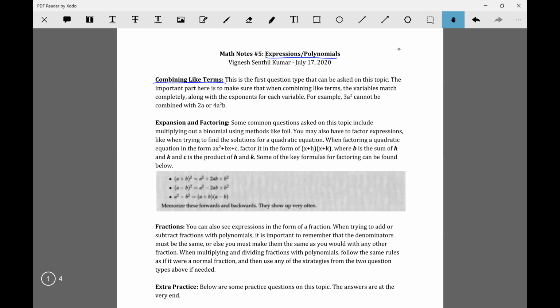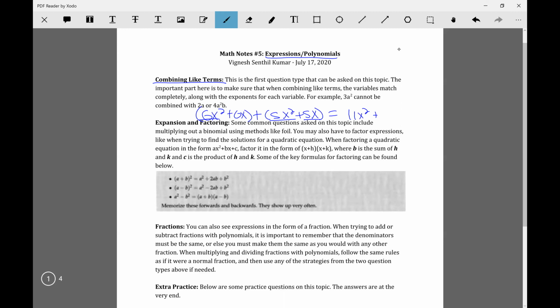So if I give you an example, if it's 6x squared plus 6x, and that's one expression, you'd add that to another expression which is 5x squared plus 5x. You'd add the 5x squared and 6x squared, you'd combine them to get 11x squared, plus you'd add the other two like terms, 5x and 6x, to get 11x. So that's a simplified version of that.